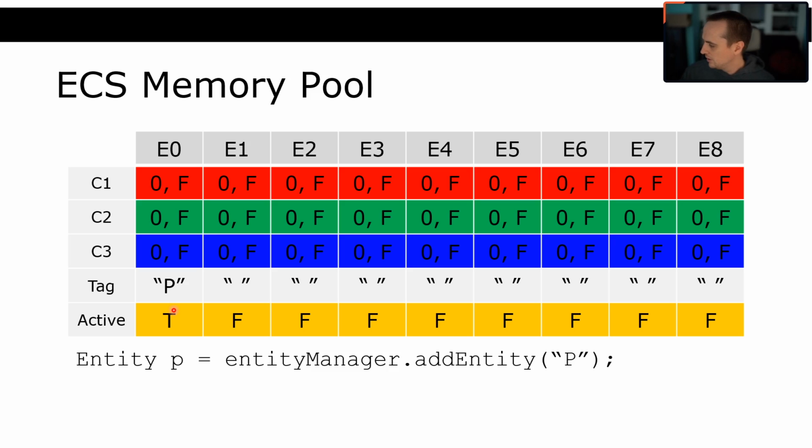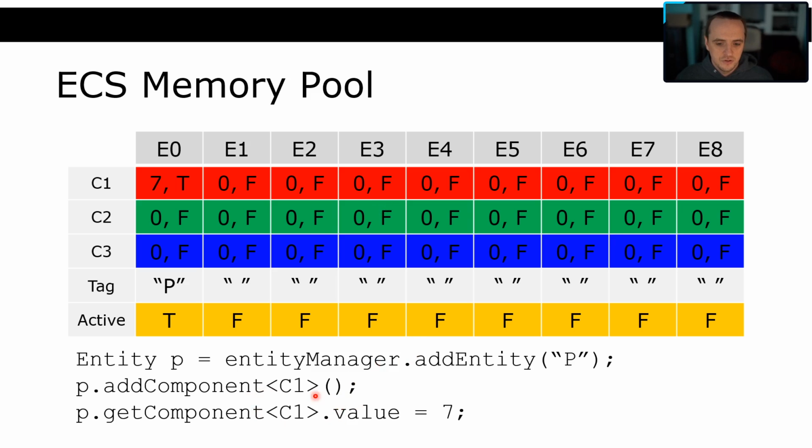Now let's say we want to add component C1 to this entity. What we're essentially doing is constructing C1 and setting its flag to true. So now this entity has a C1 component, but it doesn't have a C2 and it doesn't have a C3. Now let's set the value of component C1 equal to 7, and so we now just have a value of 7 here. See how easy this is? This is what it's doing under the hood.